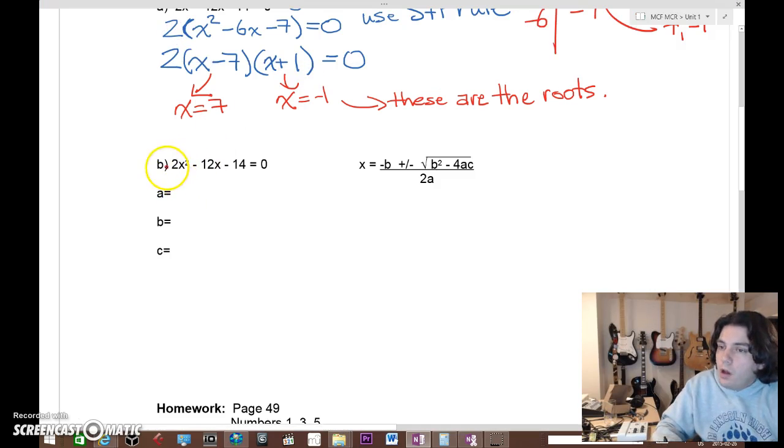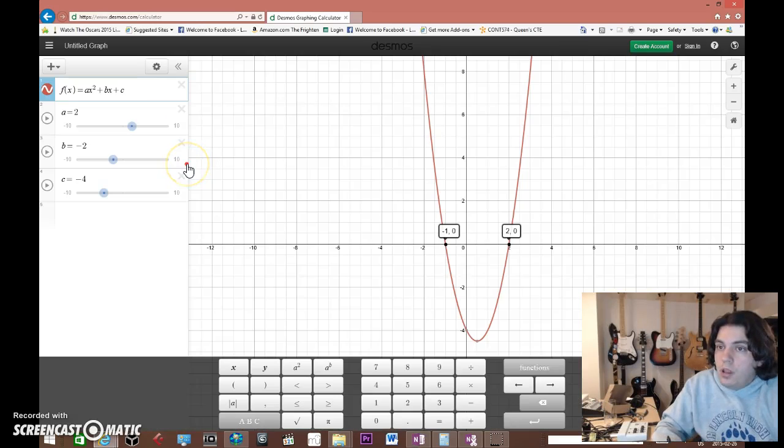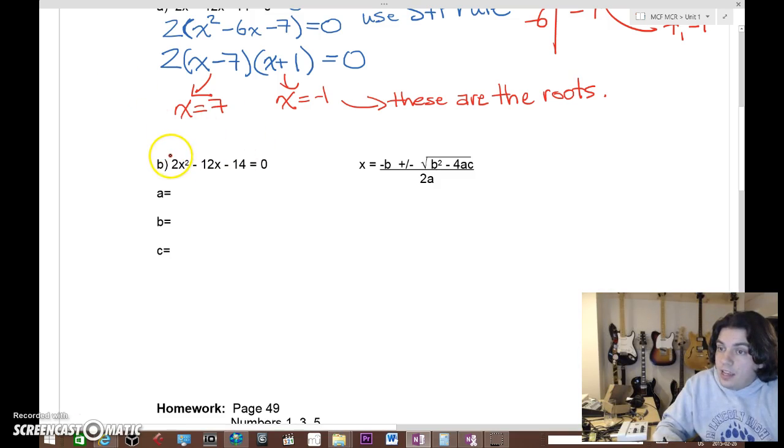But if we wanted to use the quadratic formula, remember that a quadratic is of the formula ax squared plus bx plus c. That's the formula of a quadratic. So in this case, the a value is the 2, the b value is the negative 12, and the c value is the negative 14. And this should be a review. So a is equal to 2, b is equal to negative 12, and c is equal to negative 14.